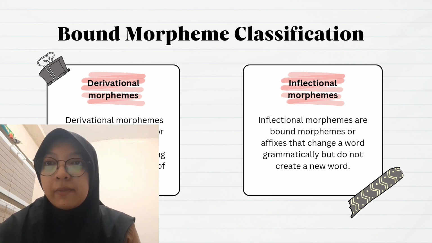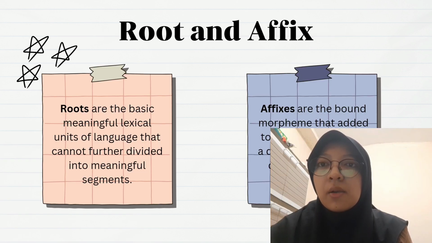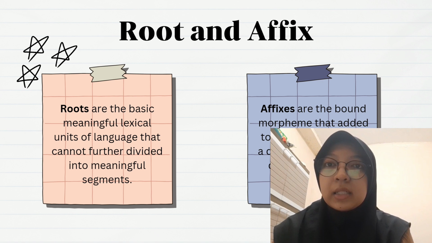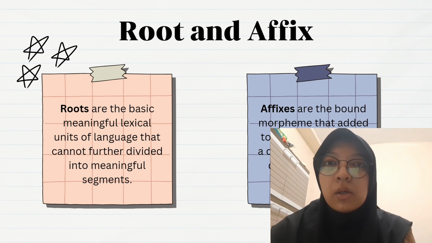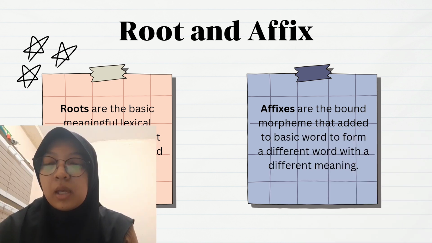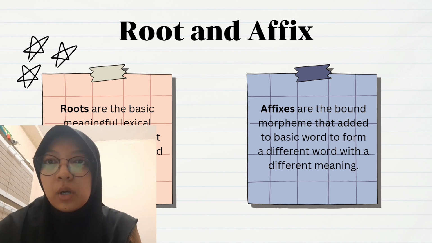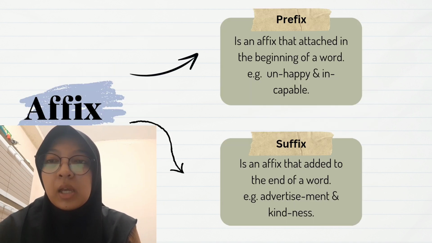Roots and affixes. Roots are the basic, meaningful lexical units of language that cannot be further divided into meaningful segments. For example, the root for the words action and react is act. Affixes are bound morphemes that are added to a basic word to form a different word with a different meaning.